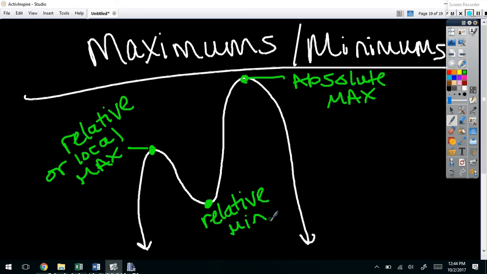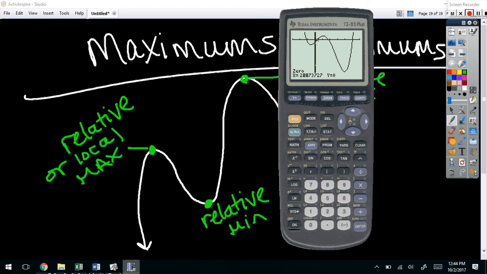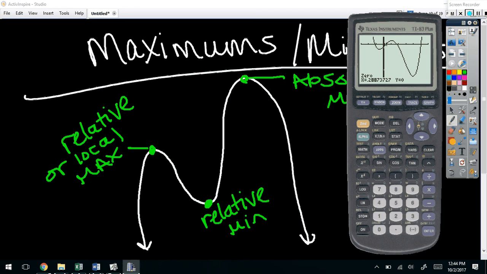Okay, so back to our graph. What does it have? An absolute minimum. What else does it have? The absolute minimum is happening right here. Relative or local, it has min and max. There is an absolute minimum. Okay. Yes, correct. So let's calculate one.